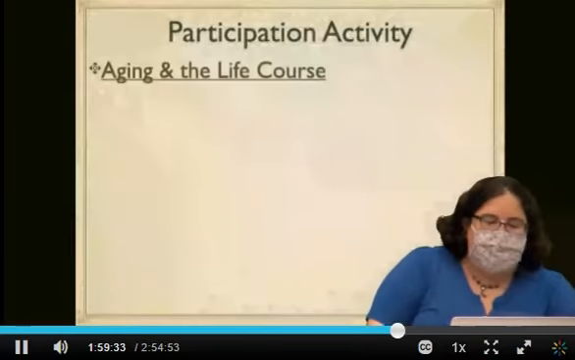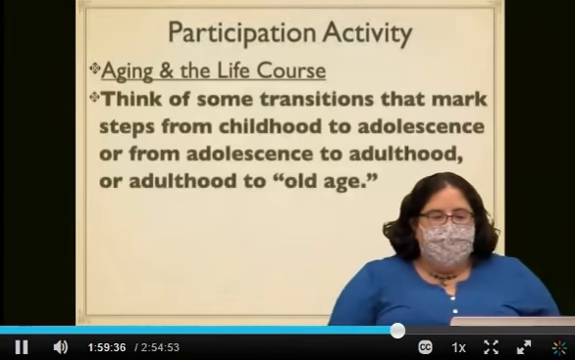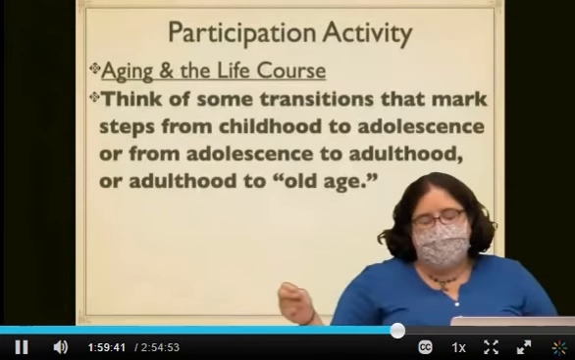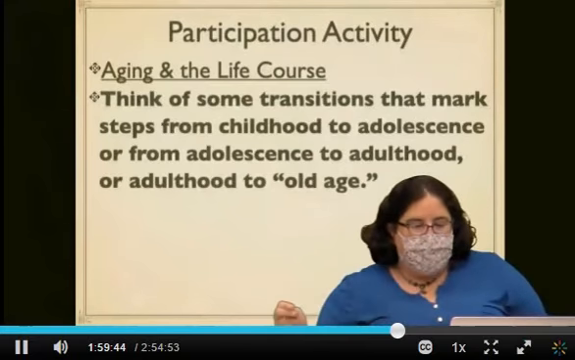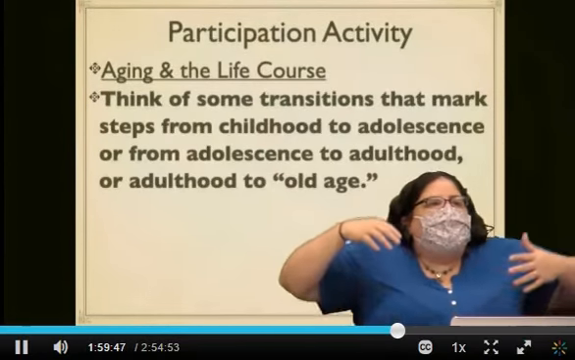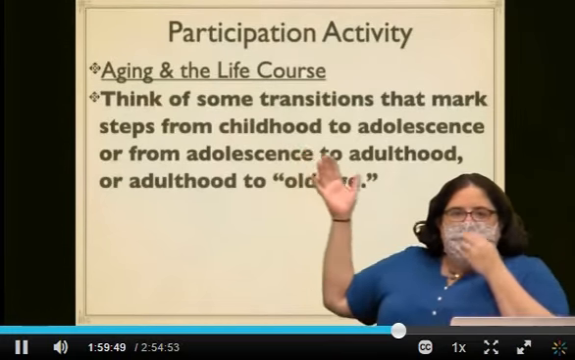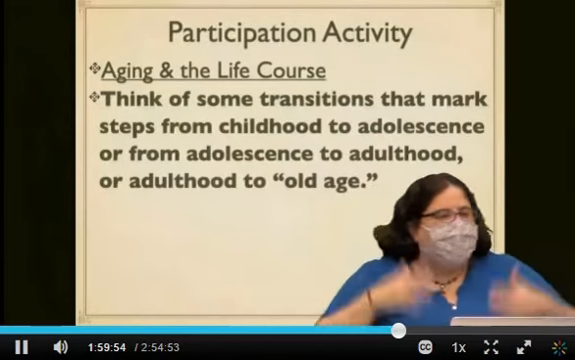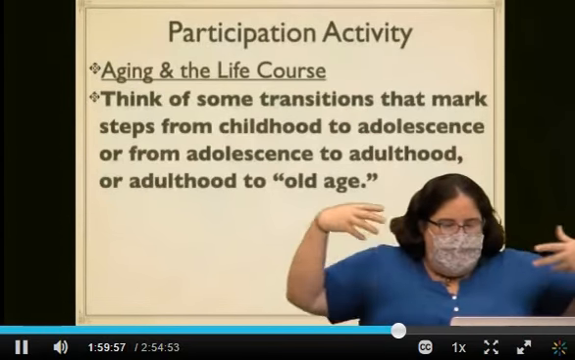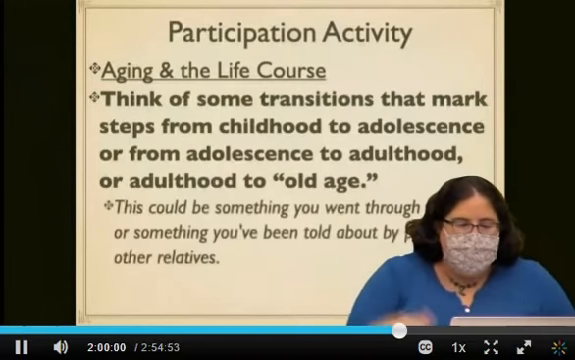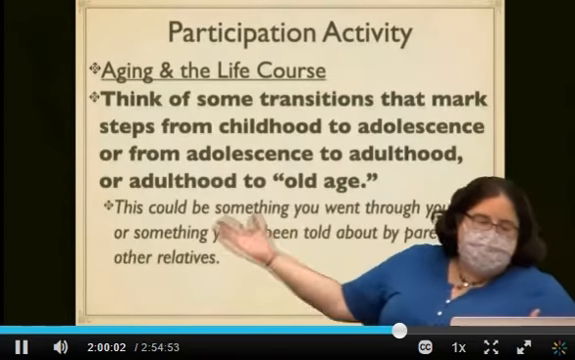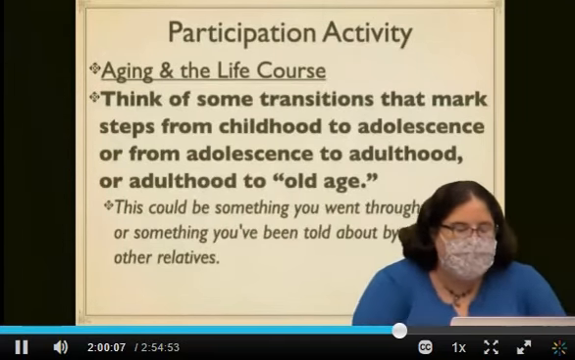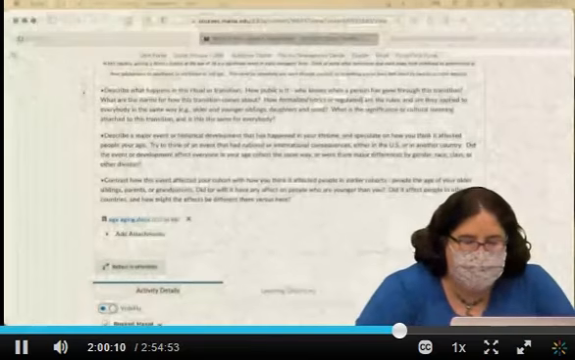So basically what you're going to be asked to do is to think of some transitions that mark steps from childhood to adolescence, or from adolescence to adulthood, or adulthood to old age. Like getting your driver's license. That's a thing that marks maybe your adolescence to adulthood, some rite of passage. It could be something you went through yourself in your generation, or something you were told about by parents or other relatives that they went through, right, that kind of thing. And so that's the gist of the assignment.